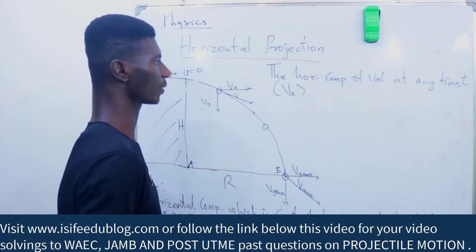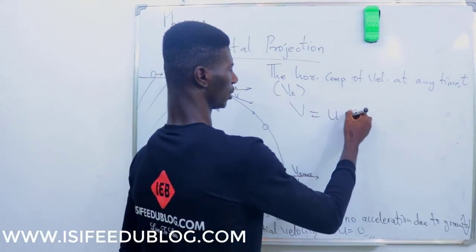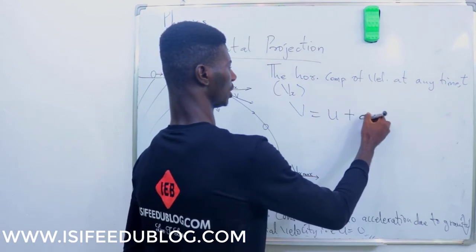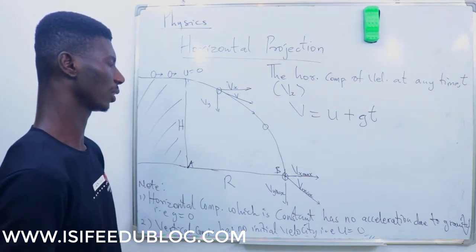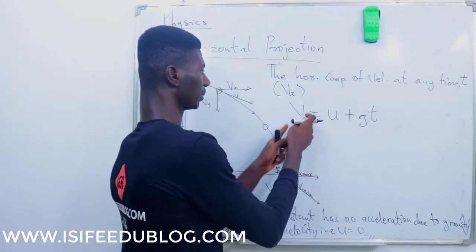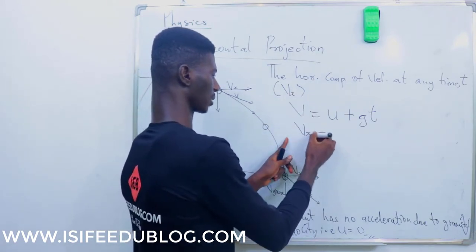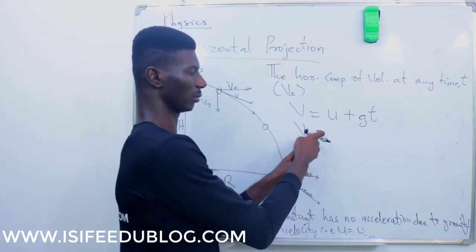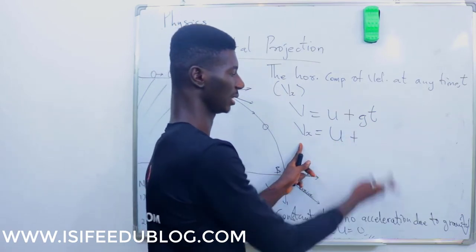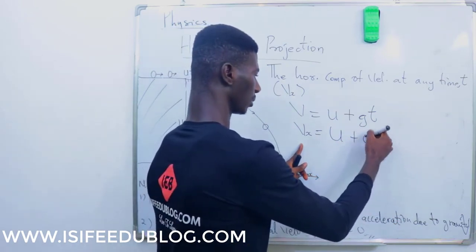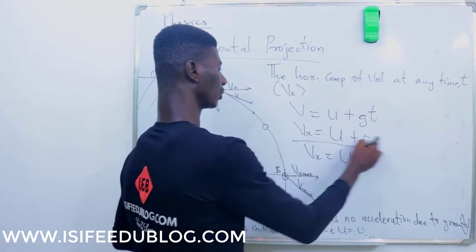We also make use of our equations of motion. We say that v is equal to u plus gt. Now for this case, we are interested in Vx. So this changes to Vx is equal to the horizontal initial velocity u plus, it has no acceleration due to gravity, like we duly noted. So this is 0. So Vx is equal to the initial velocity.